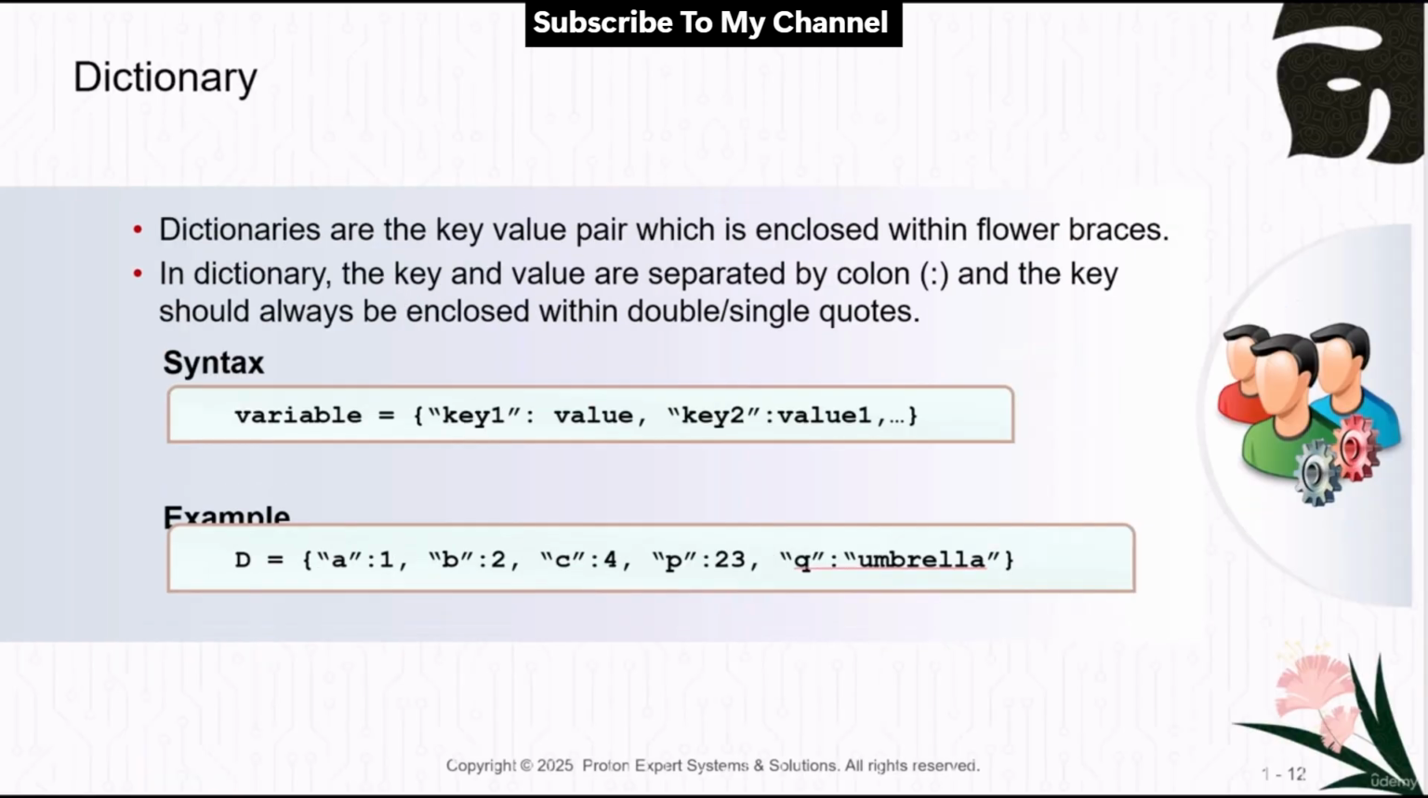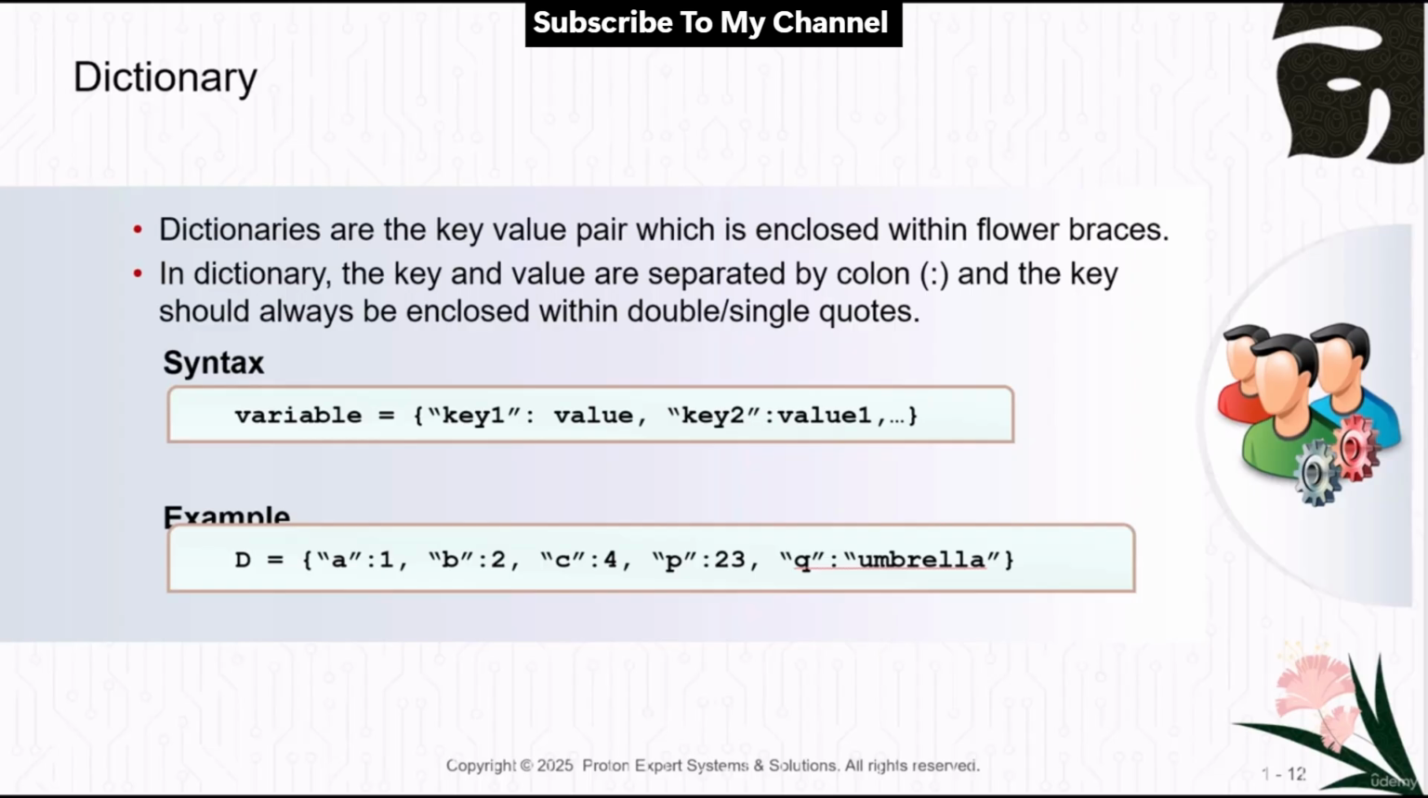Let us have a look at what a dictionary is. Dictionaries are key value pairs enclosed within curly braces. In a dictionary, the key and value are separated by a colon, and the key should always be enclosed within double or single quotes. The syntax for a dictionary is variable is equal to open curly brace, key with a value. You can see the example for dictionary.